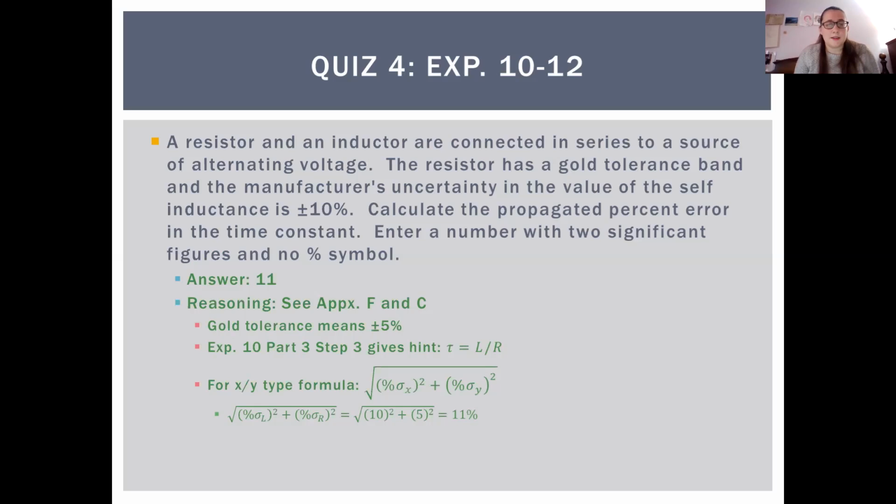So when we go to Appendix C, we're going to be dealing with the formulas for X over Y. And we're calculating a percent error. So we're going to use that equation all the way in the right-hand column. Percent sigma X squared plus percent sigma Y squared, take the square root of that. And so we get 10 squared plus 5 squared, take the square root. We end up with an answer of 11%.